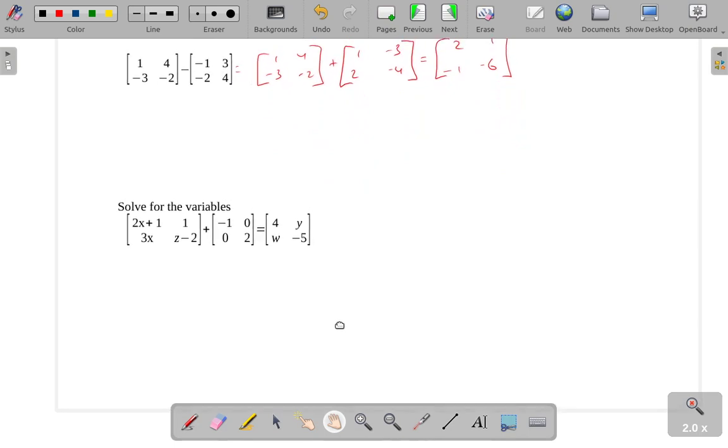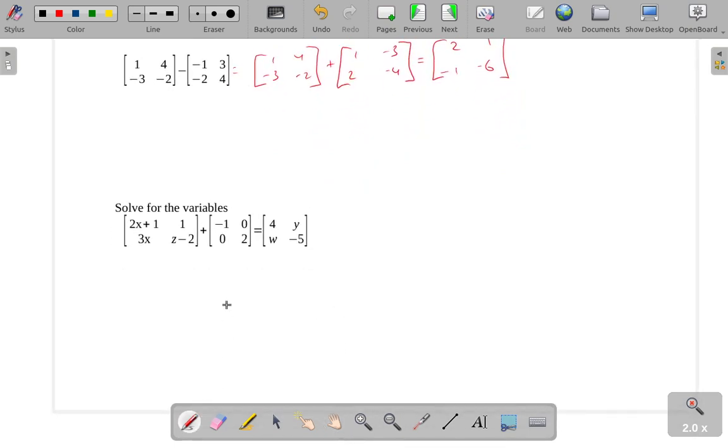And you can see this actually can be split up. One matrix equation like this can actually represent 4 separate individual equations, because if this matrix plus this matrix is equal to that one, in order for that to be true, this entry plus that entry has to be equal to this entry. So 2x plus 1 plus negative 1 must be equal to 4.